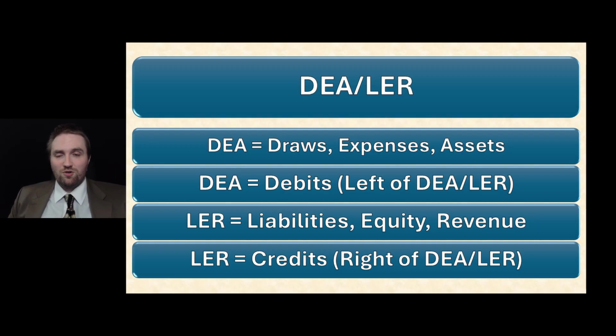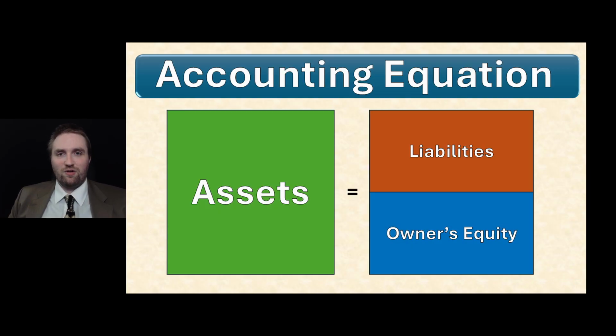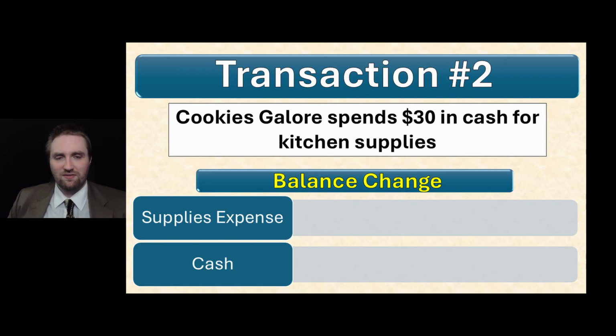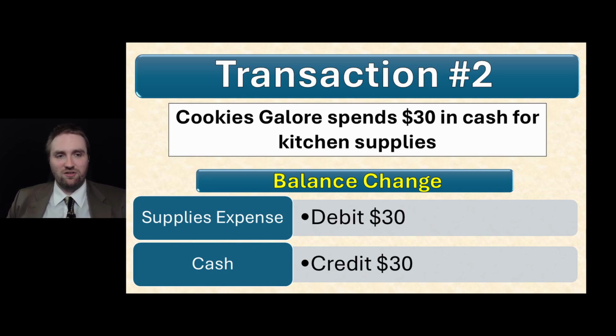So although you can use the word dealer to help remember, I do prefer that you just fundamentally learn the accounting equation itself. That said, let's go back to T-charts and back to transaction number 2. So, where we left off. Cookies Galore spent $30 in cash to buy kitchen supplies. We just recognized that this is a $30 decrease in the cash account and a $30 increase to the supplies expense account. Therefore, we debit supplies expense $30 and credit cash $30.